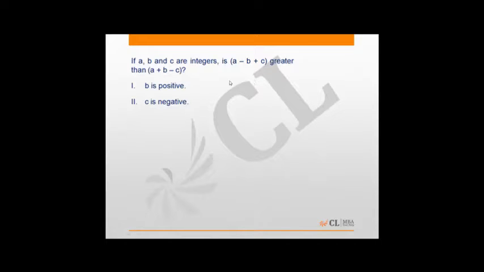Come again. Next question. If A, B, C are integers, is A minus B plus C greater than A plus B minus C? So the question is, is A minus B plus C greater than A plus B minus C? Or I can rewrite this equation. I can cancel A here and we can reshuffle it, so it will give you 2C more than 2B, or is C more than B? So ultimately the question is asking me, is C more than B, right?